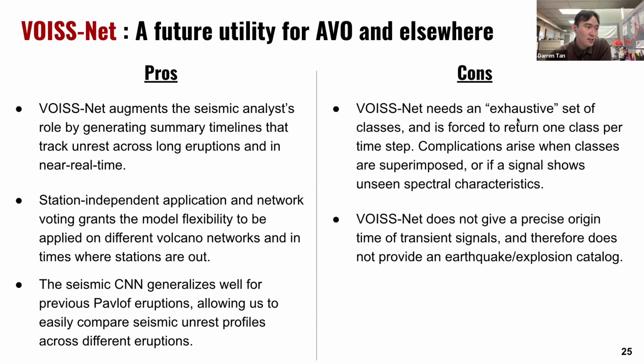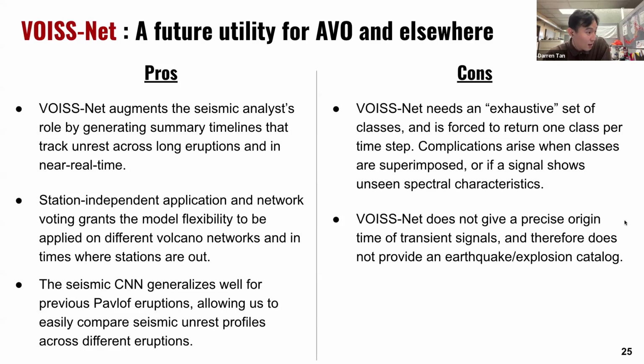And the cons. VoiceNet requires an exhaustive set of classes. Recall how we did it: we look at individual spectrogram windows, 4 minutes each, and we force the model to return one class every time step. It could be noise, noise, noise, tremor. But one problem is that when classes are superimposed, it's forced to choose one. So you might have an earthquake overlying tremor, and the model would struggle, but generally our convention is to prioritize the transient signal.